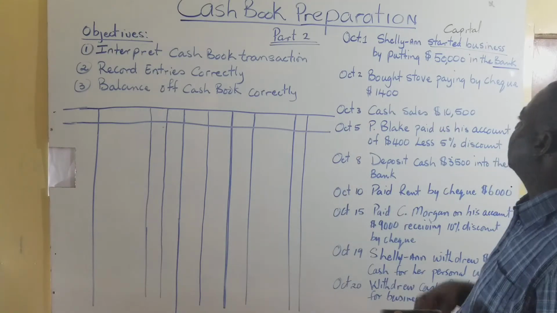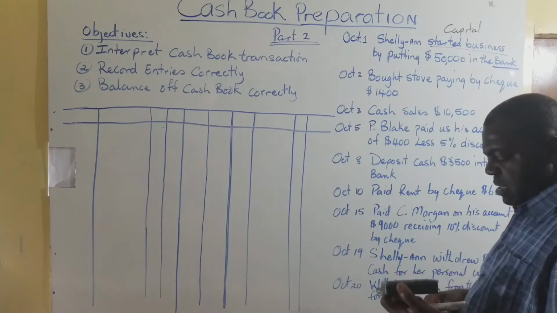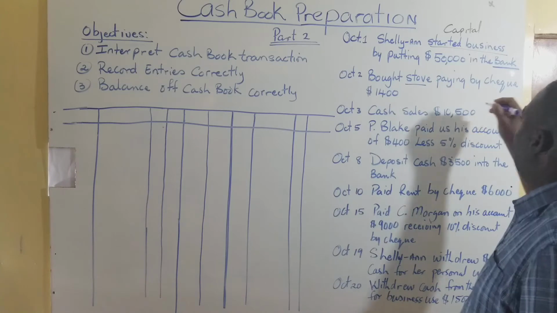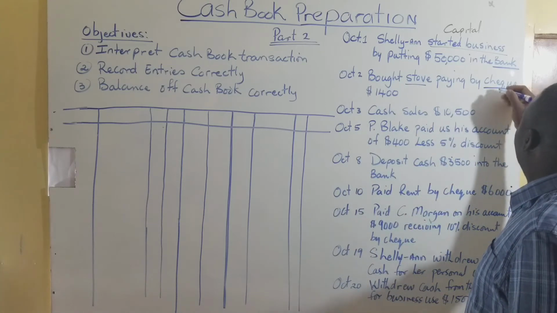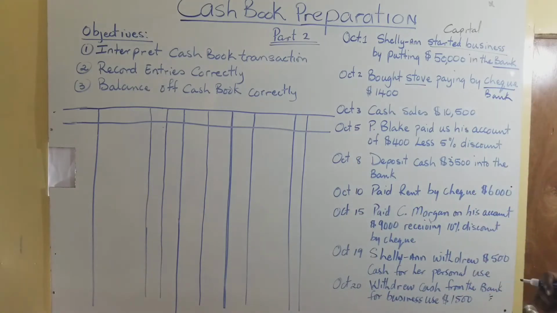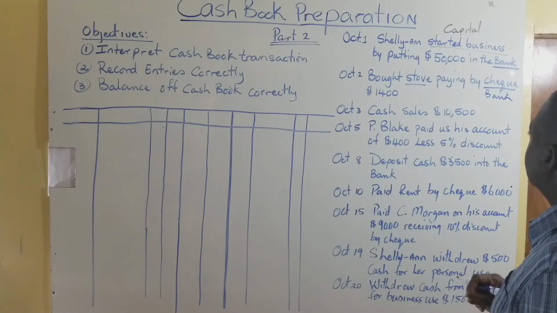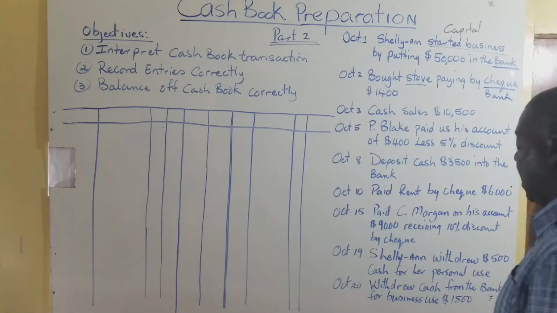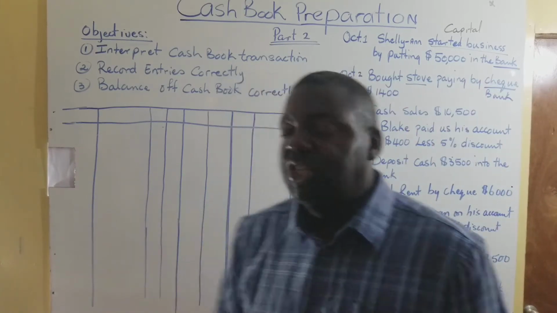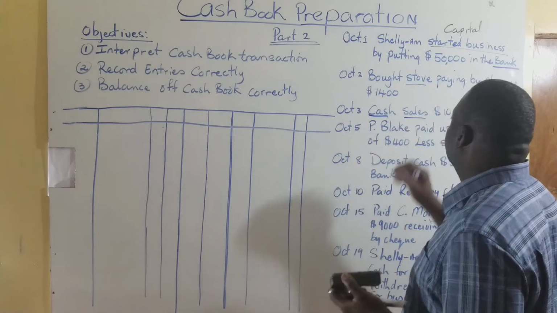The second transaction says we bought stove paying by check. So what are we buying? We're buying stove. So stove is an account and we're buying it paying by check. And once we have check, it is going to be the bank account, right? The next transaction says we have cash sales. That means, simply put, we sold goods for cash. And then both would be accounts, cash and sales.